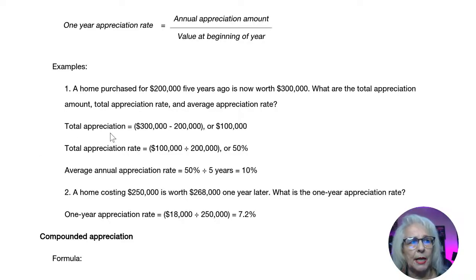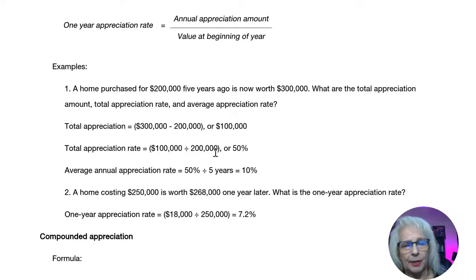So total appreciation: we start with the current value minus the original value from 5 years ago. 300,000 minus 200,000 equals 100,000. So that's the appreciation. The total appreciation rate: we're now taking the difference between the original price and current value, and dividing that by the original 200,000, which gives 50%, right?